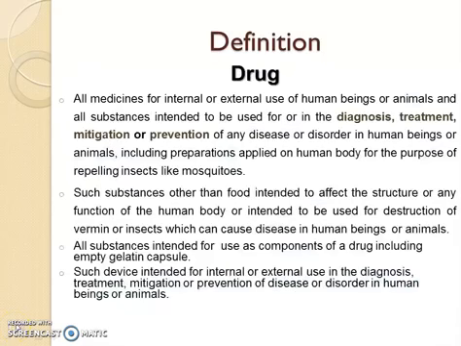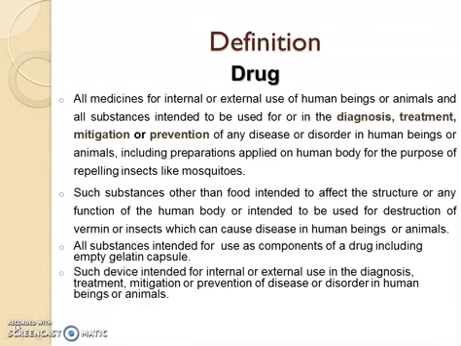We would be starting with the definitions. The first definition is drug. All medicines for internal or external use of human beings or animals. All substances intended to be used for the diagnostic, treatment, mitigation, or prevention of any disease or disorder in human beings or animals, including preparations applied on human body for the purpose of repelling insects like mosquito.